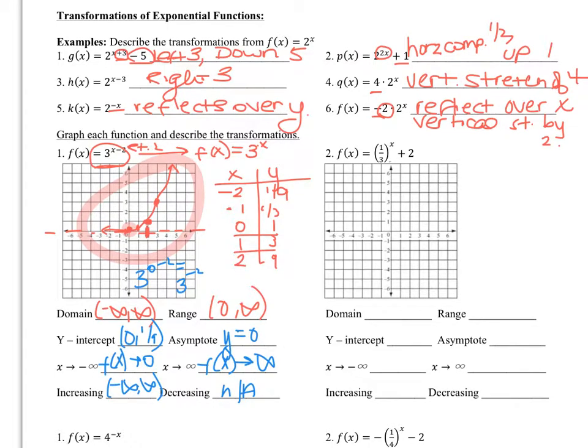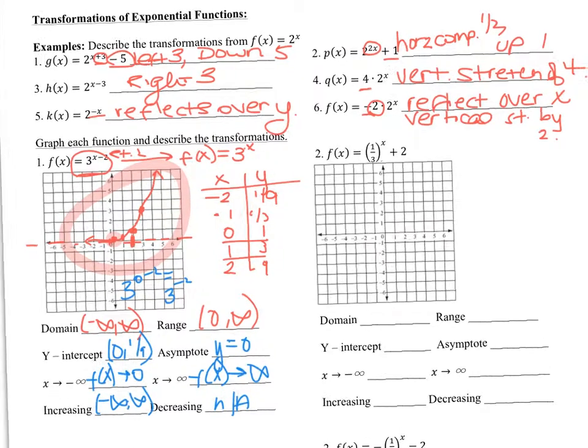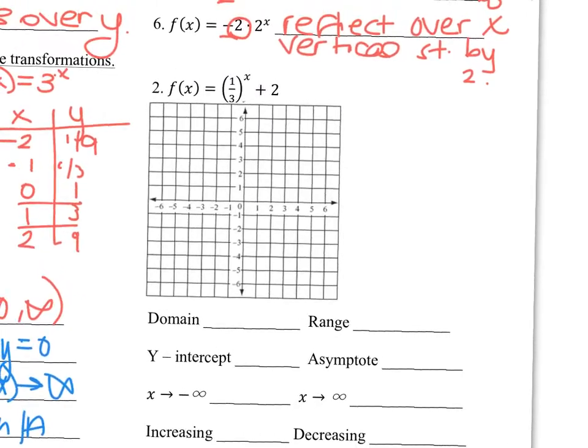If I go ahead and I look at this next one, this one tells me I'm going to go up 2. So I'm going to go up 2 and I'm going to draw my makeshift origin. That's now my makeshift origin. I'm now going to make my table if I can't do this in my head. And I'm going to plug in 0.